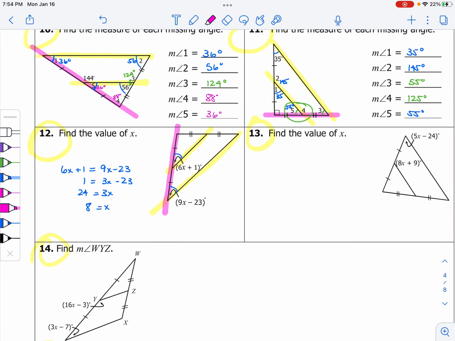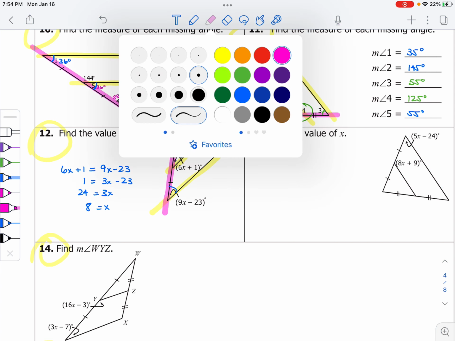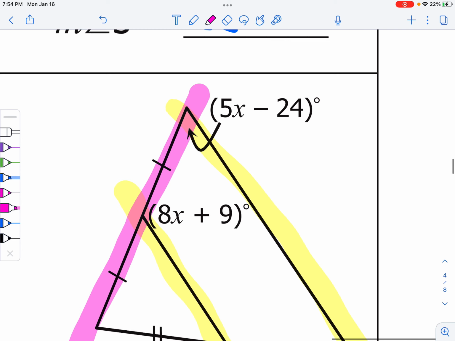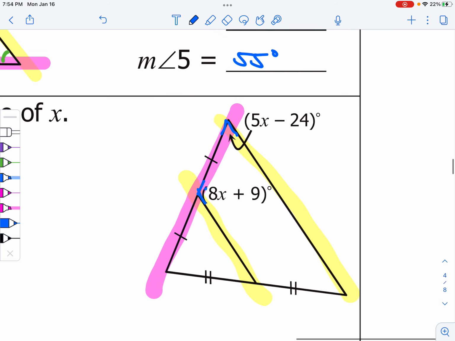Number 13, again, parallel lines cut by a transversal. I've been doing the parallel lines in yellow, I'm sorry, I don't want to switch that up on you guys. Parallel lines, there's my transversal. But if I take a look at those two angles, those are not corresponding, but one is obtuse and the other is acute, and they are between the parallel lines. These would be considered your same side interior.